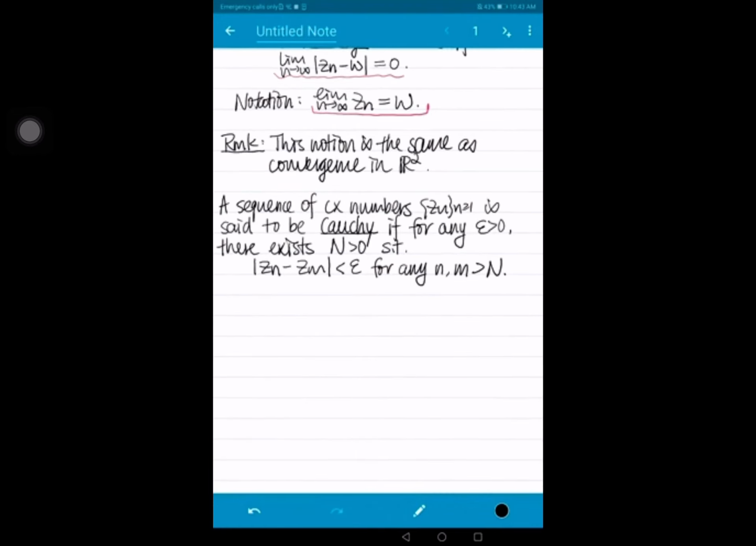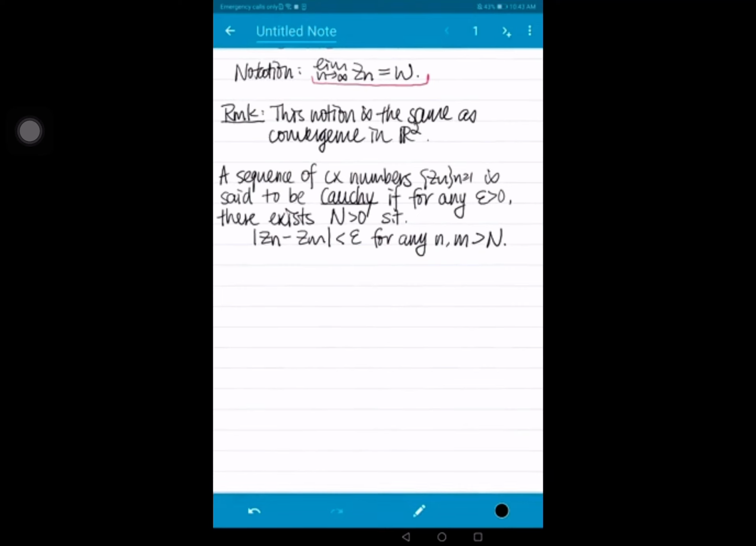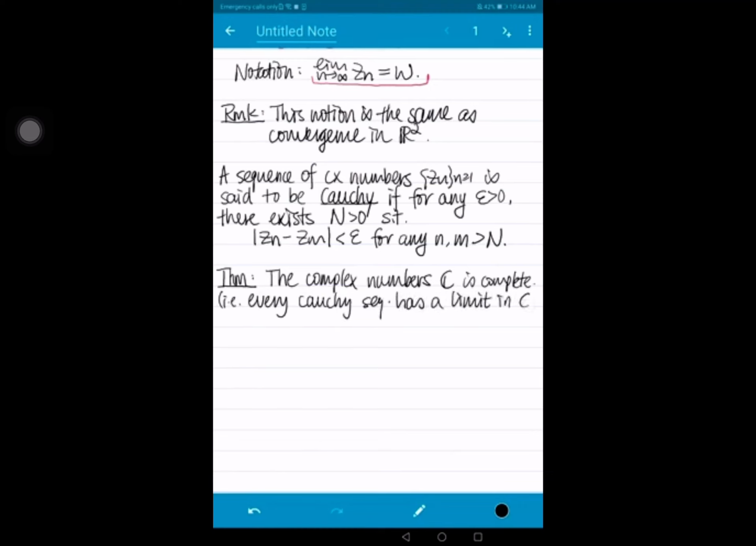So why is a Cauchy sequence important? It will show up again in our study of complex differentiable functions. But for now, it will help us prove an important fact about the complex numbers. The complex numbers C is complete. That is to say, every Cauchy sequence has a limit in C.